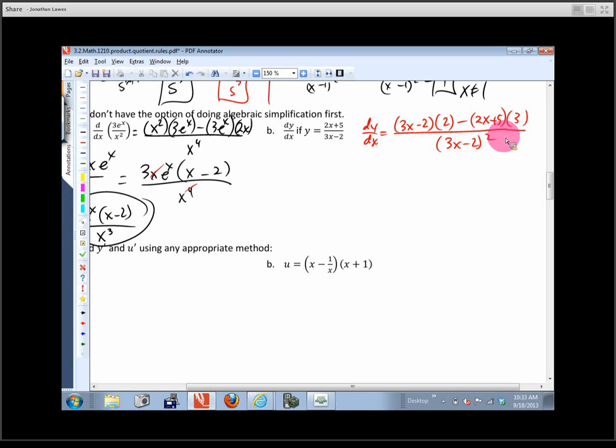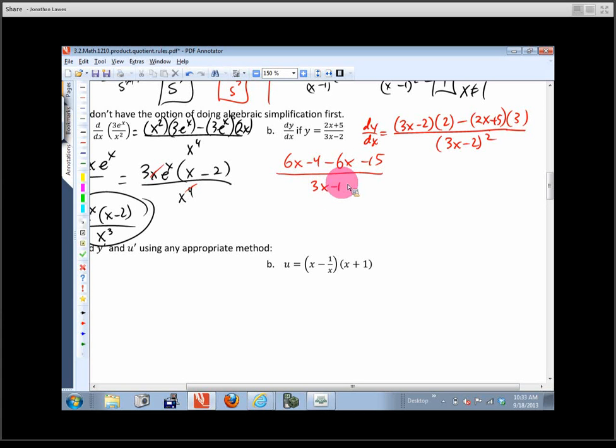Calculus is done. Now we're going to distribute through here, along with the negative. So here's what we've got: I've got 6x minus 4, and then I've got minus 6x and minus 15. Is that right?